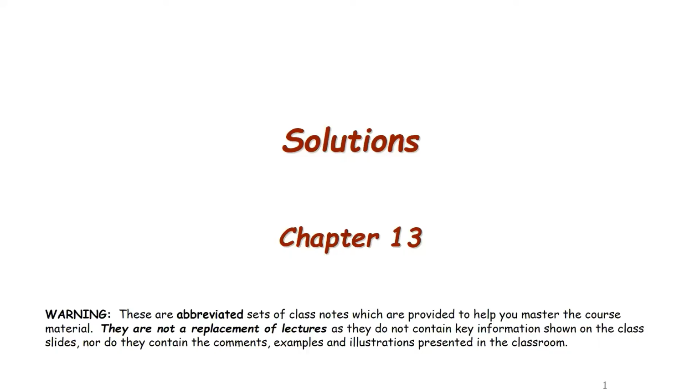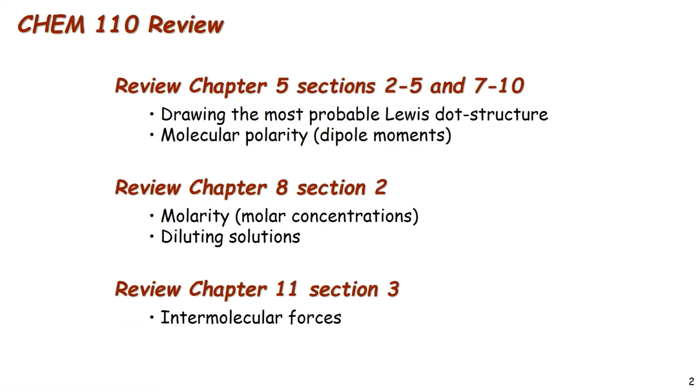We're going to get immediately into chapter 13, and we're going to start talking about solutions. Okay, so again, for this chapter, you actually need to review quite a bit from your Chem 110. In particular, you want to learn how to draw your most probable Lewis dot structures. You're going to use the octet rule to get to a good structure very quickly, but then you have to use formal charges to make sure that you have the most probable structure.